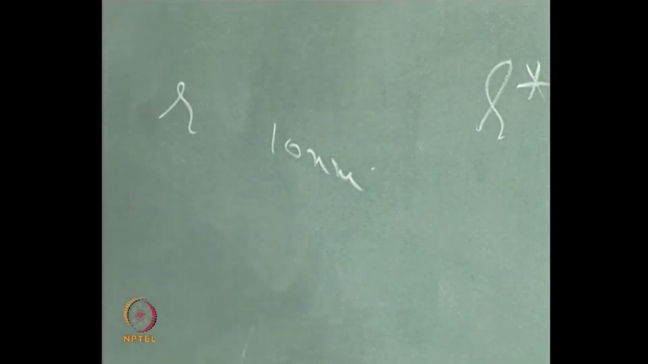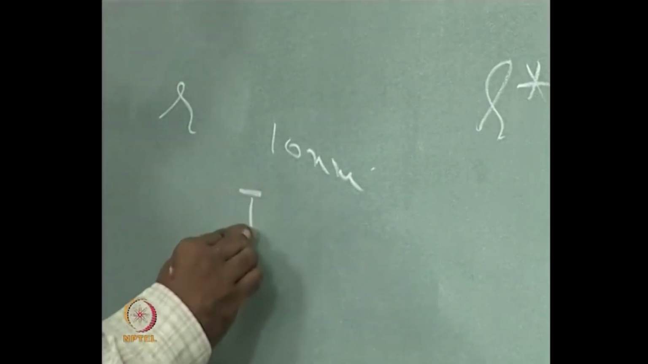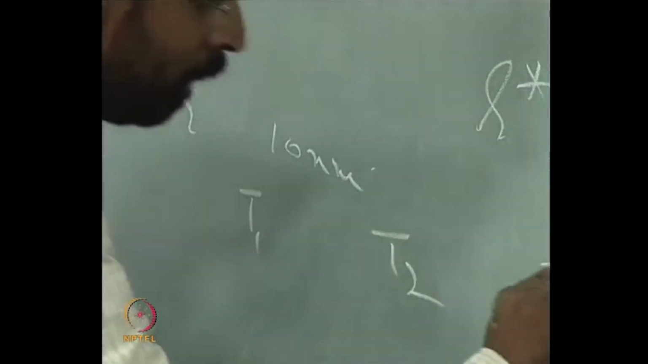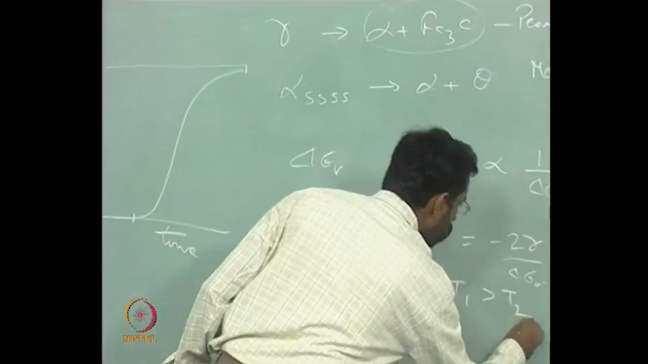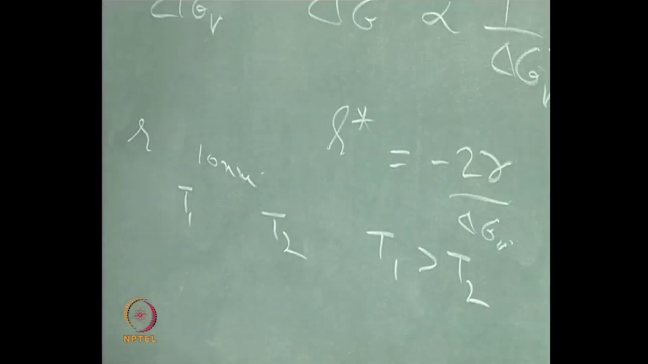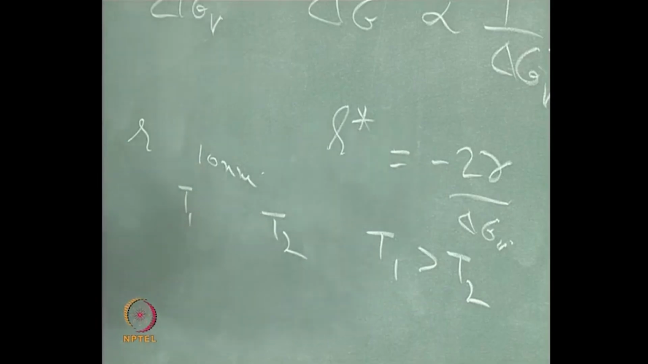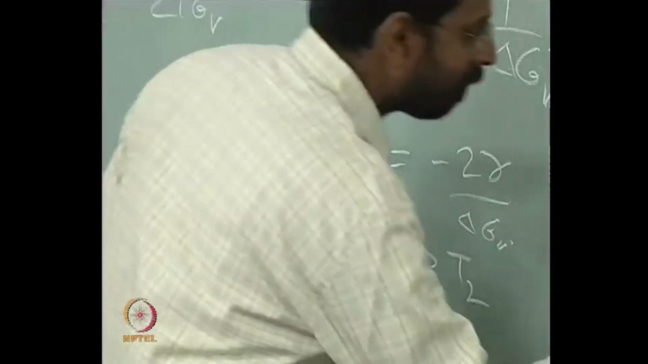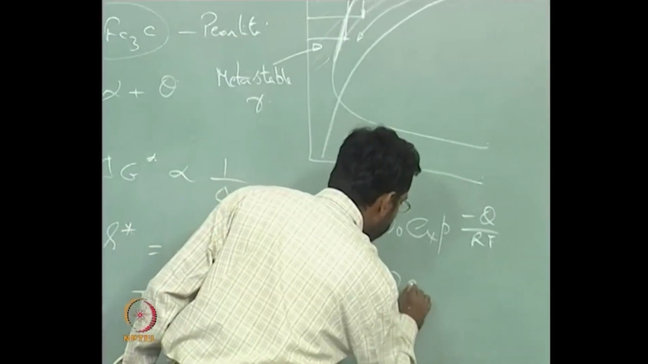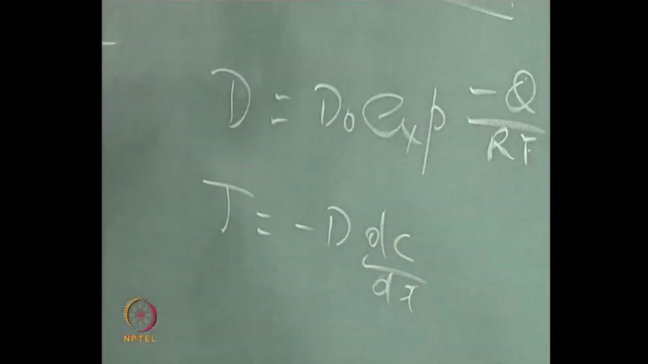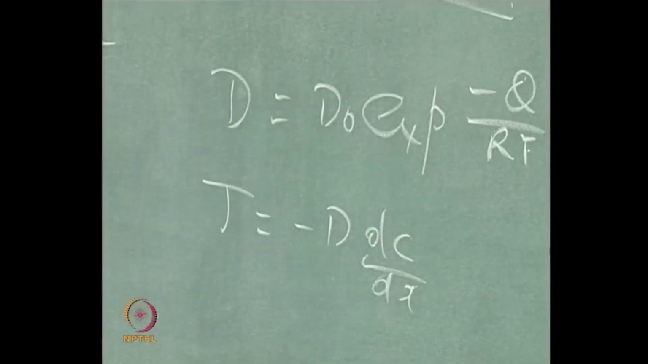because the diffusivity at some temperature T1 and another temperature T2, where T1 is greater than T2, because the diffusivity at T1 is higher than T2, the 10 nanometers can form in a shorter time. At T2, because the diffusivity is lower, the flux is slower, because ultimately the flux J is minus D dC by dx. The flux will be slower, and if the flux is slower, then the time taken is larger.